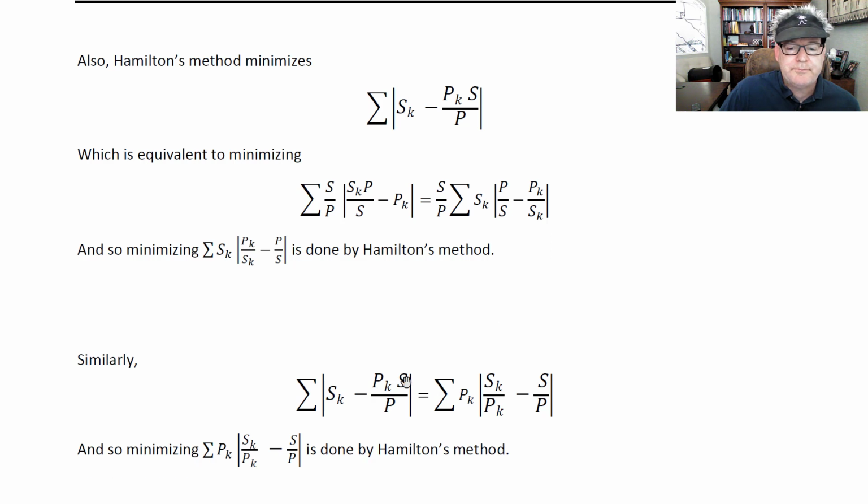And similarly, if instead of factoring out S over P and then SK, I just factor out PK, then right away we get SK over PK minus S over P for the country. So again, that part Webster minimizes, but if you multiply by each state's population, Hamilton will minimize that.